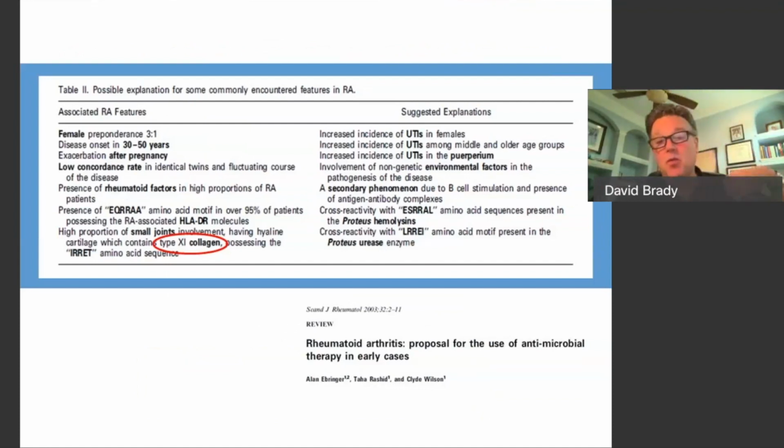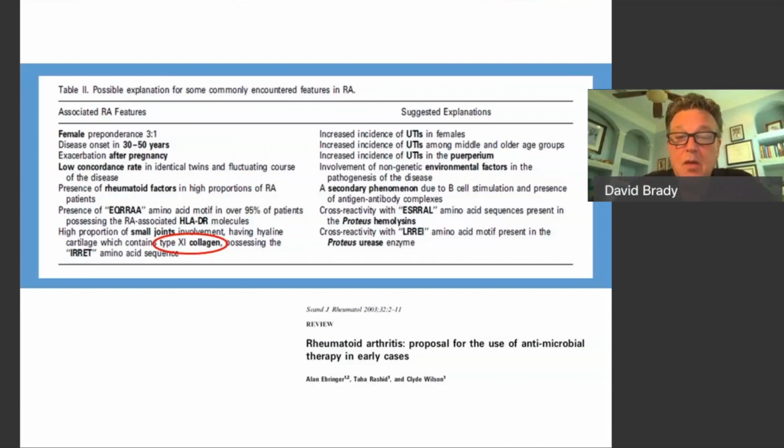Female predominance. Well, females have a lot more urinary tract infections. They're more susceptible to it anatomically. There's a higher incidence of RA being diagnosed in women in middle age or just after pregnancy. This is right after there's potential more anatomical disruption to the urinary tract and the urethra, making you more potentially susceptible to an infection. The rheumatoid factors and the other kind of immune response diagnostics we're using are usually secondary phenomena to an immune response, to a B cell stimulation against antigen antibody complexes created from an infection.